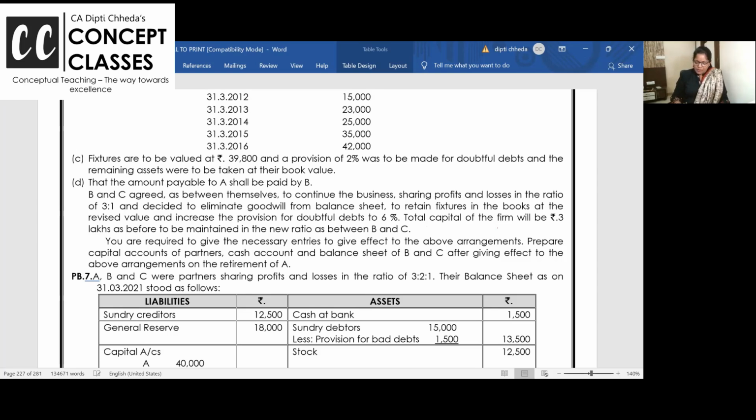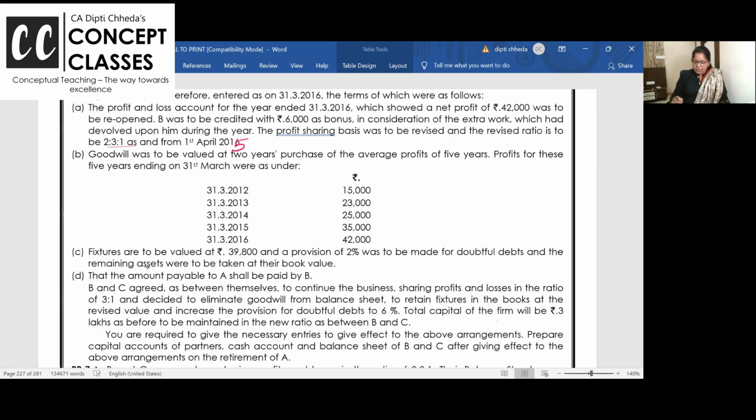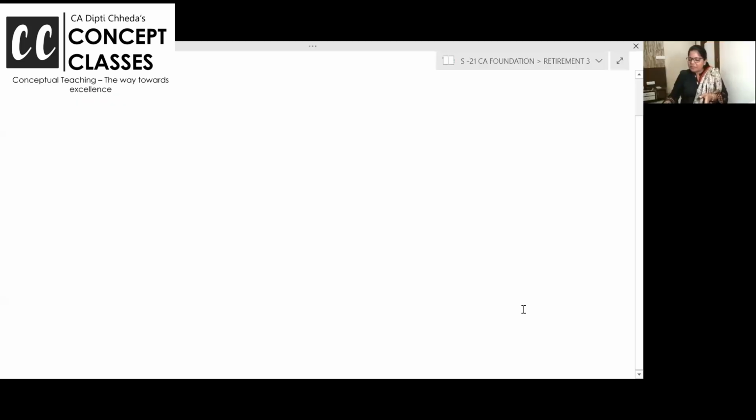One is furniture and fixture and another is the provision. Okay, we will prepare it. Journal entries we will write later. Come, let us prepare the revaluation account only.